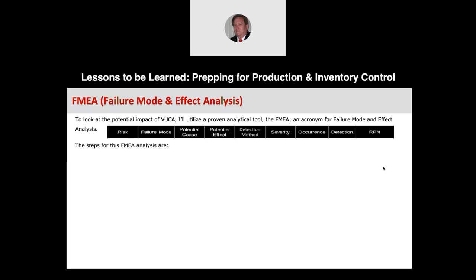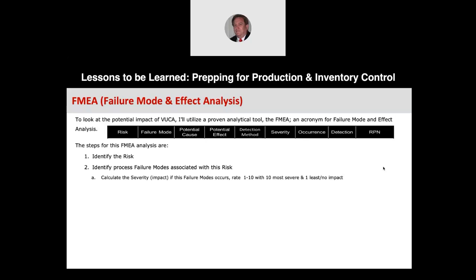All right. So the first step, do an FMEA analysis. Number one, identify what the risk is. Here the risk we're going to look at is VUCA, each one of those being a risk. Then identify the process failure modes: where is this risk going to cause your process to fail? Then calculate the severity, the impact of the failure mode. You'll rate this 1 to 10, with 10 being the most severe and 1 being the least, or no impact.